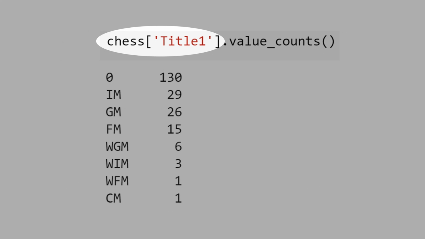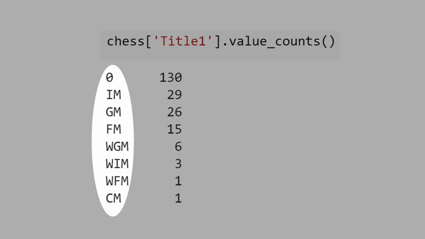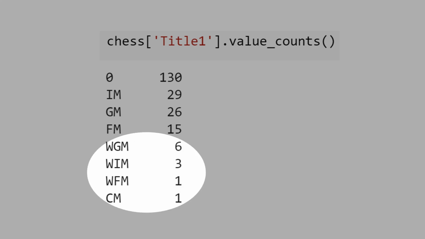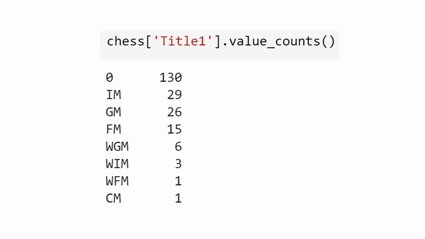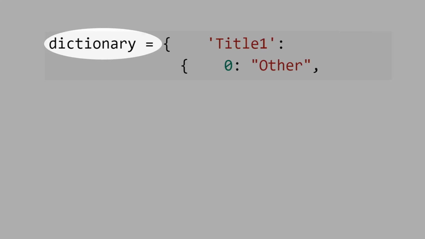Let's see how many categories we have in the variable title. We can call the method value_counts. We have 8 categories. We also want to recode these 4 titles in other category, as the frequency of these 4 titles is not very high. We want to do this because we want to concentrate our analysis in the categories International Master, Grand Master, and the Federal Master. Let's use a dictionary for this purpose.